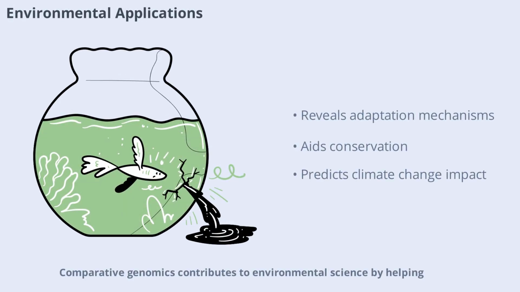Comparative genomics contributes to environmental science by helping researchers understand how organisms adapt to changing environments. By comparing the genomes of species living in different habitats, scientists can identify genetic adaptations that enable survival under extreme conditions, such as high salinity, temperature, or pressure. This information is valuable for conservation efforts, ecosystem management, and predicting the impacts of climate change on biodiversity.